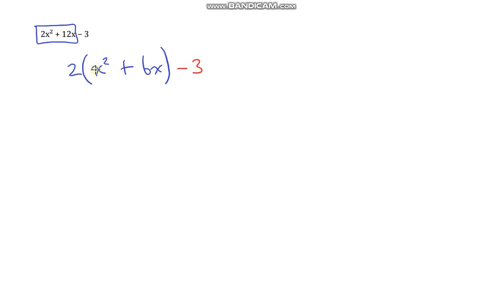So now I've got x squared with a coefficient of 1, I can complete the square. So let's just rewrite this. x squared plus 6x, and let's write our space in, and then minus 3. So let's complete the square. Half of 6 is 3, 3 squared is 9.